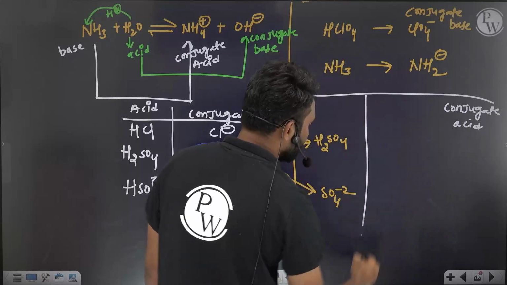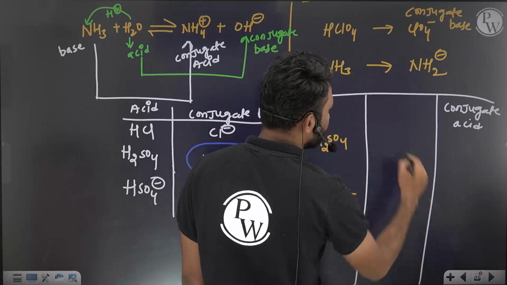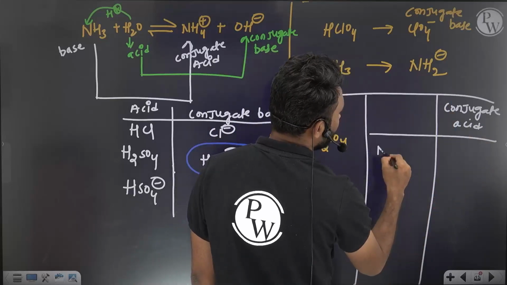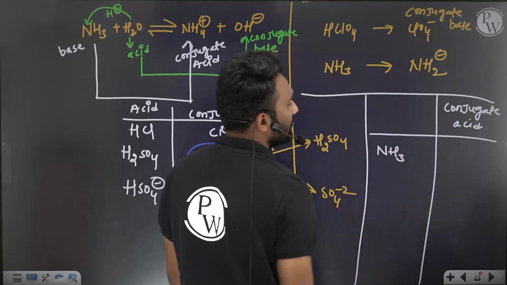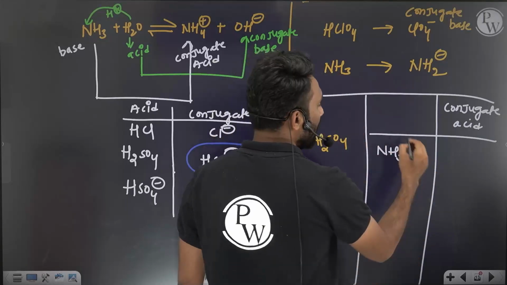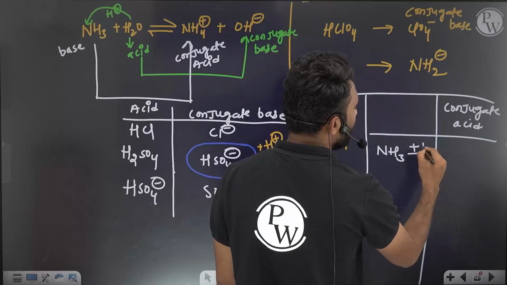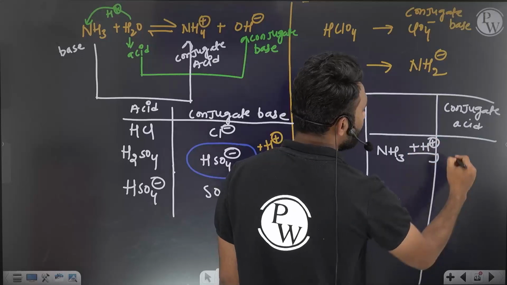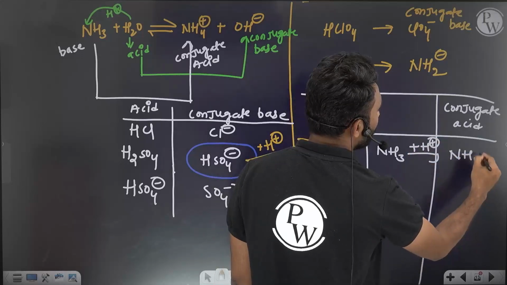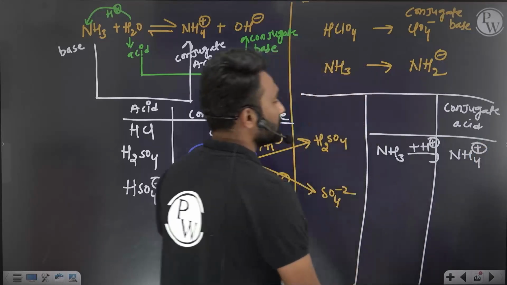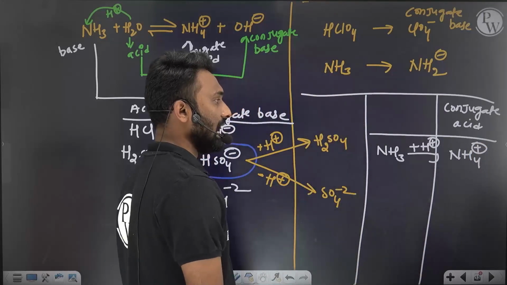Conjugate acid ಏನಂದ್ರೆ, ನಾವು ಹಿಯರ್ NH3 ಇದೆಯಲ್ಲ, NH3 ಗೆ if you add one H plus, ಏನಾಗುತ್ತೆ NH4 plus ಅಲ್ಲ. NH4 plus. Now this is the conjugate acid for this one.